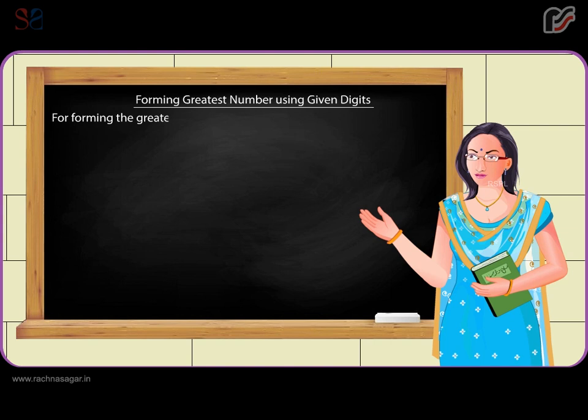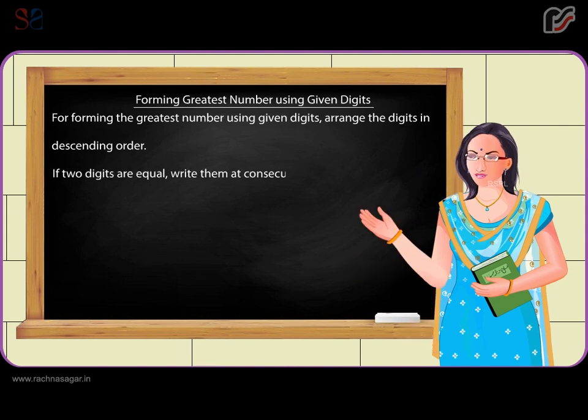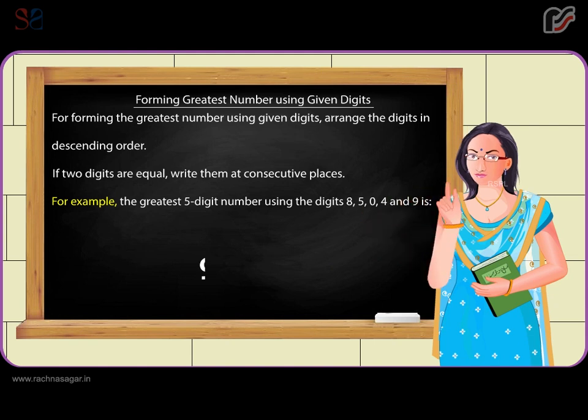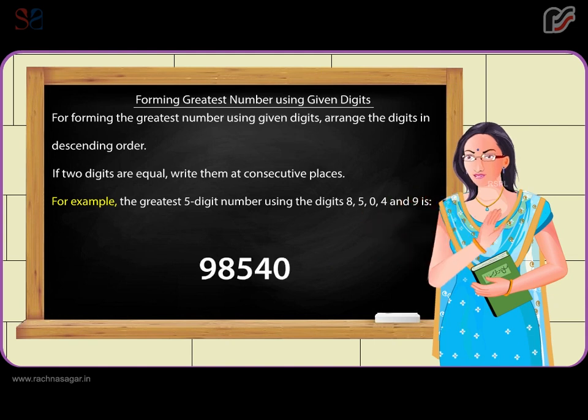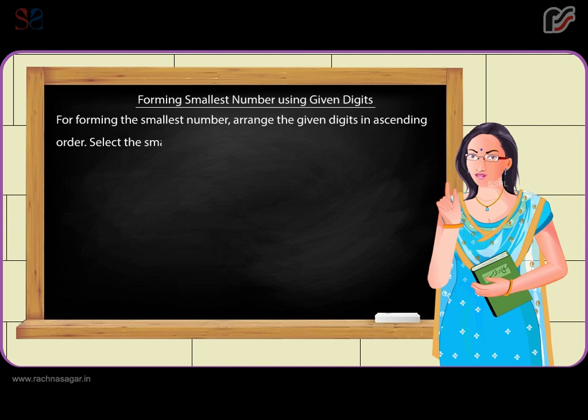For forming the greatest number using given digits, arrange the digits in descending order. If two digits are equal, write them at consecutive places. For example, the greatest 5-digit number using the digits 8, 5, 0, 4 and 9 is 98,540. For forming the smallest number, arrange the given digits in ascending order.